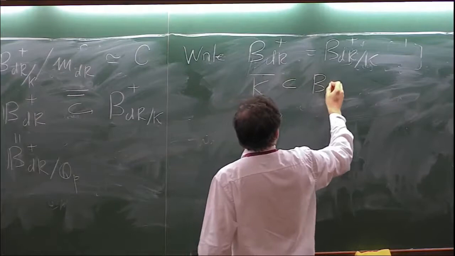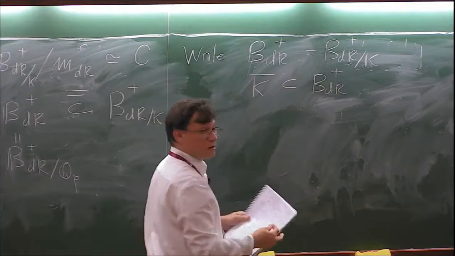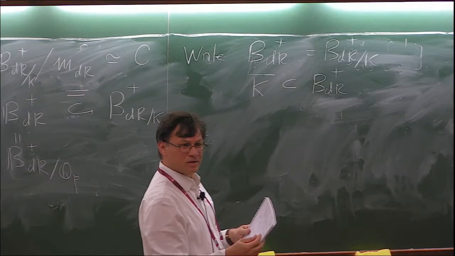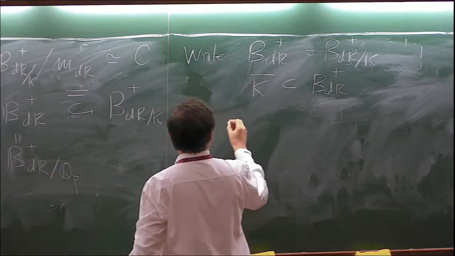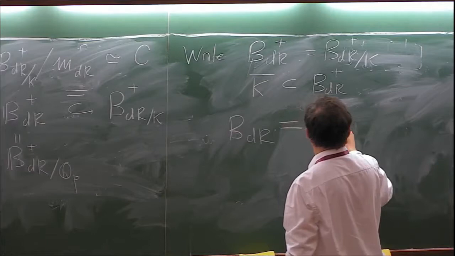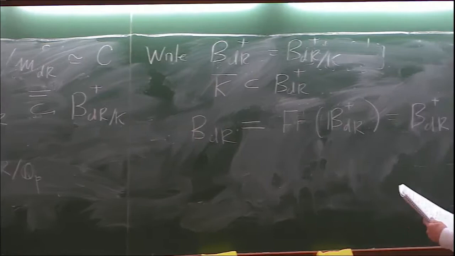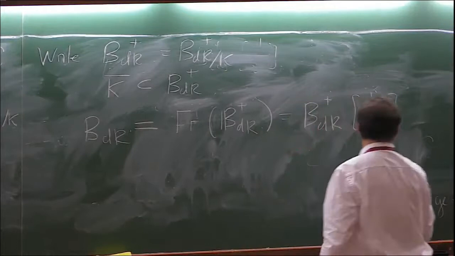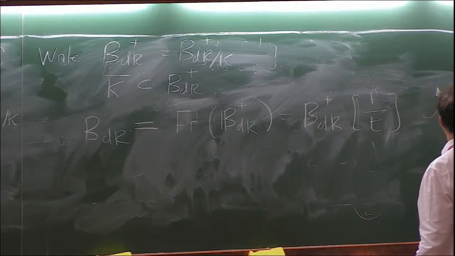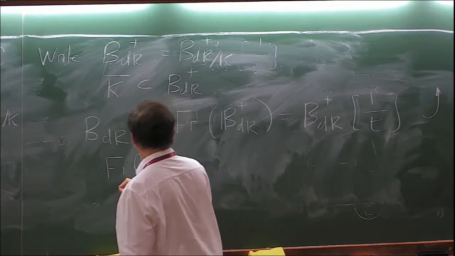Well, the ring of de Rham periods B dR is defined as the field of fractions of B dR plus. So it is sufficient to invert T. And this field has two structures. It is equipped with a continuous Galois action, and it is also equipped with a filtration given by the discrete valuation.